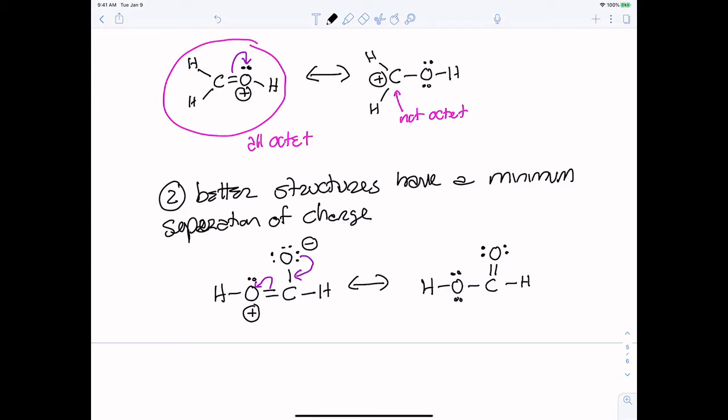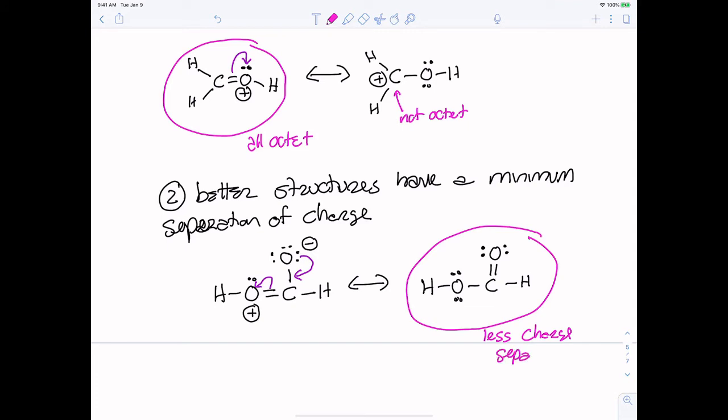If I do formal charge on this one, I actually don't have any formal charge. So this is going to be my better one. They both have a net charge of 0. It's just that this one has no charge separation. I'm saying less, but you could say no. Less charge separation. Remember, the net charge has to be the same, but that's our better one.